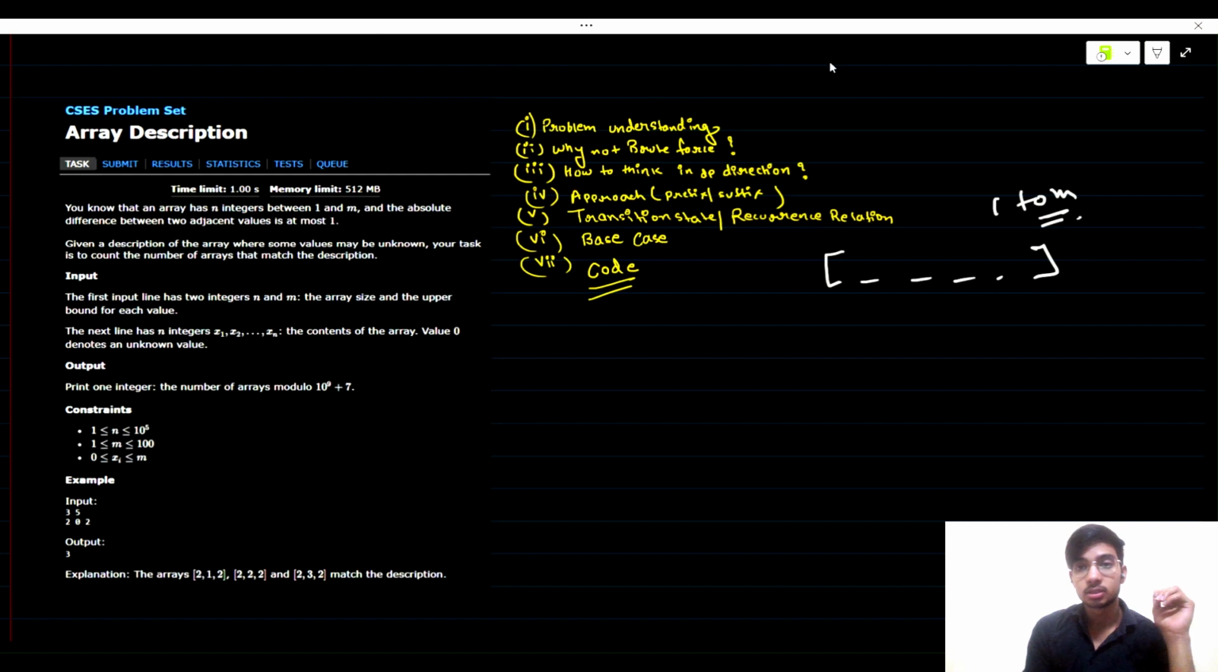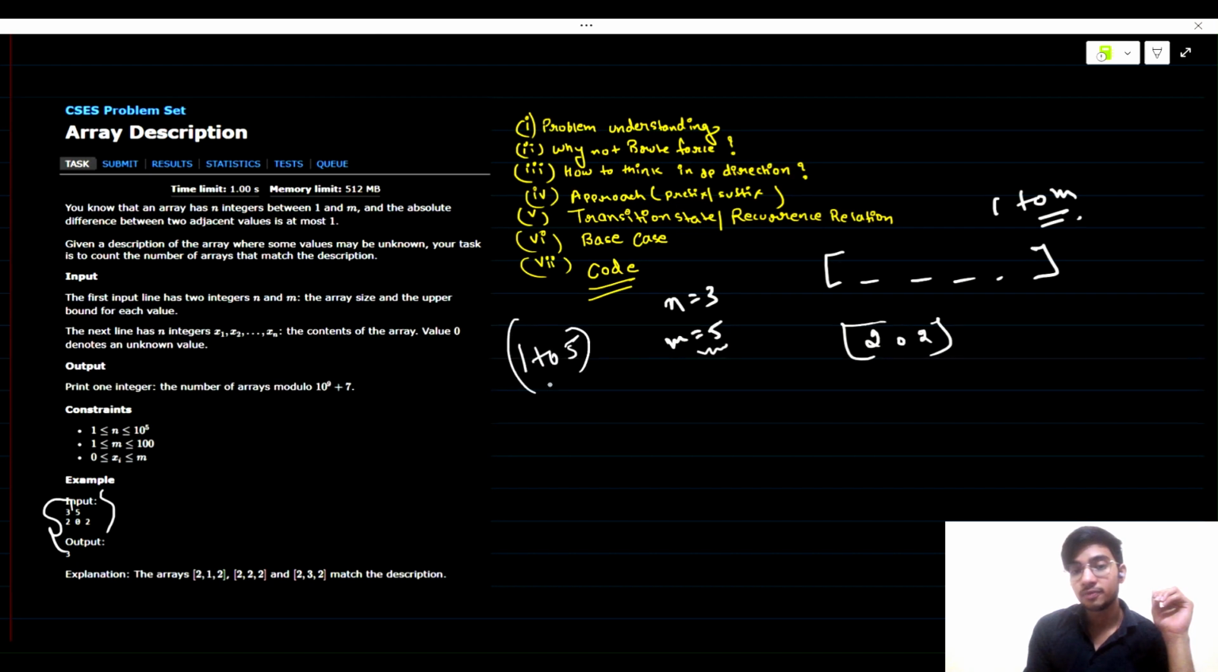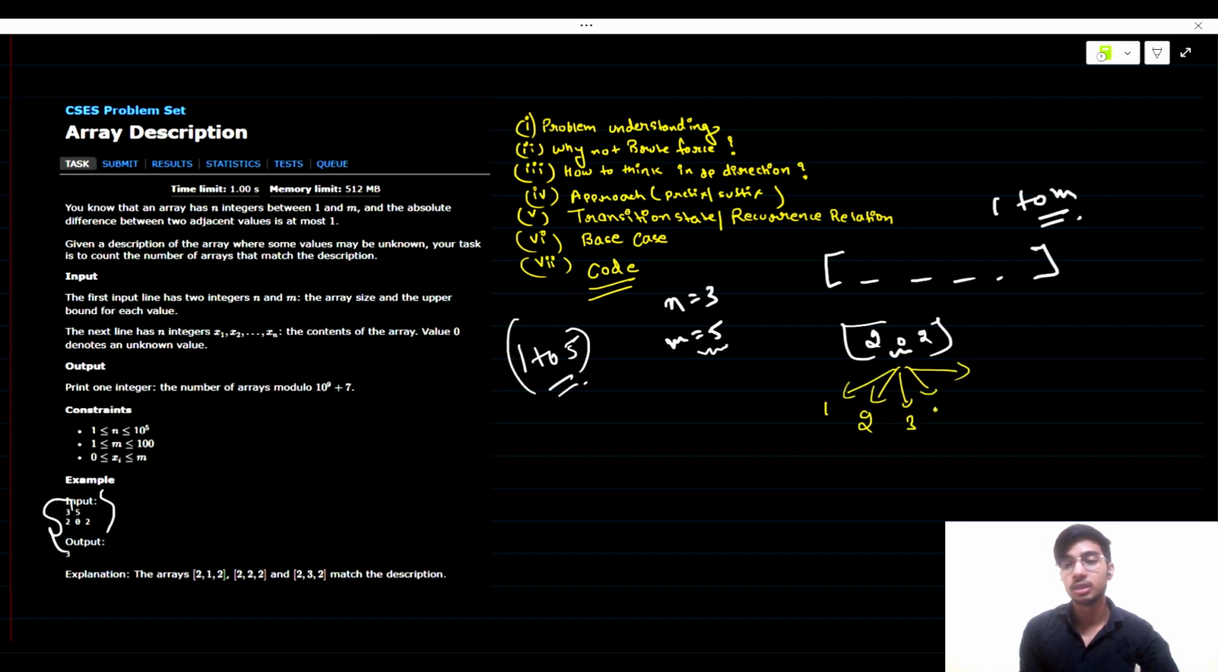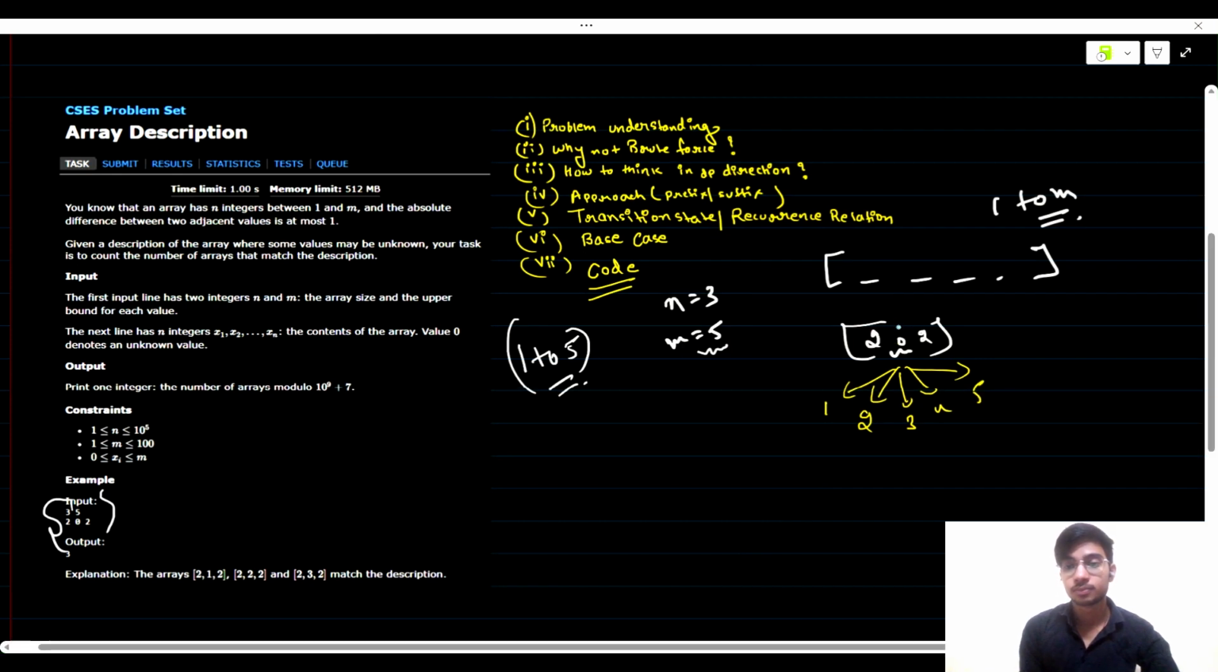Okay, so let's discuss this test case. We have n equals 3, m value is 5, and we have the array 2 0 2. The values of the elements in the array are from 1 to 5. The 0 represents the unknown value. So what are you going to choose for this position? How many options can you have? You can have 1, 2, 3, 4, 5. So you can choose one.